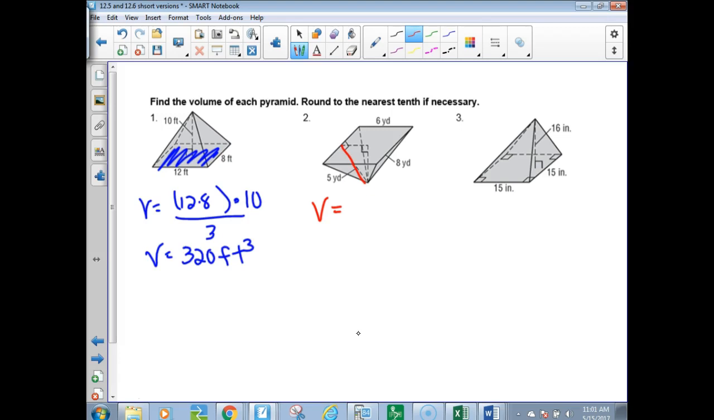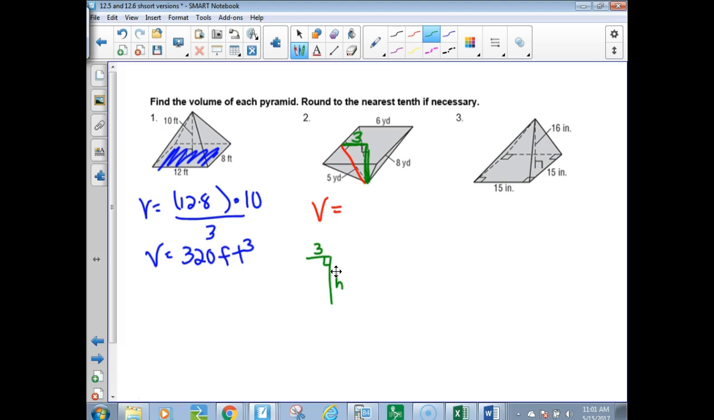We need this height on the interior. Okay? So we have to find this length right here. That's the height. How far do you think it is from here to here? If it's 6 going this way, this is in the center, so this would be 3. So we're going to need to do the Pythagorean theorem to start the problem. This is 3.